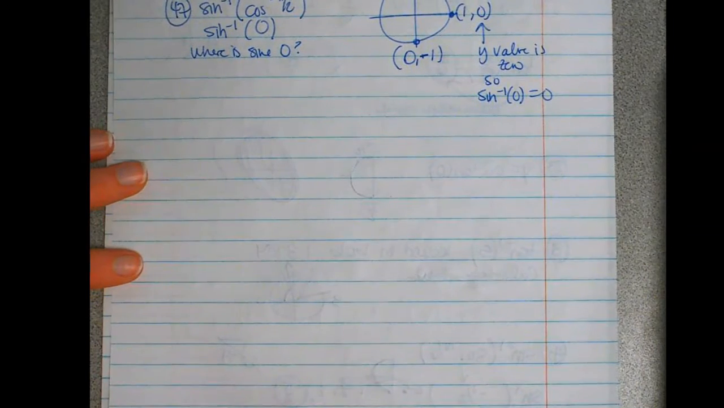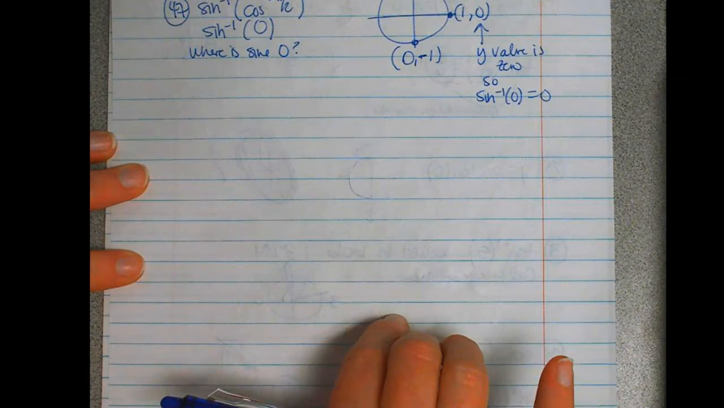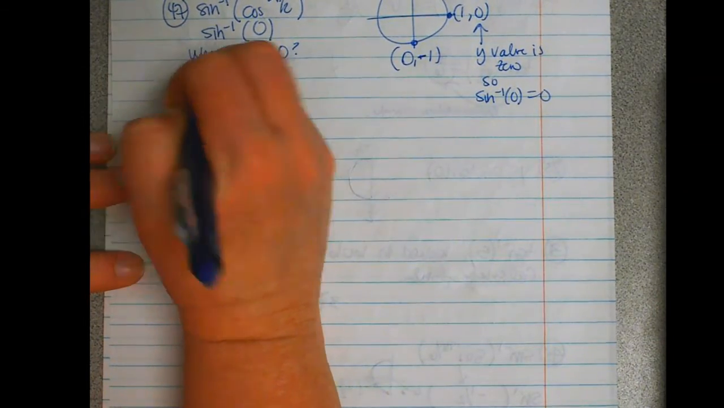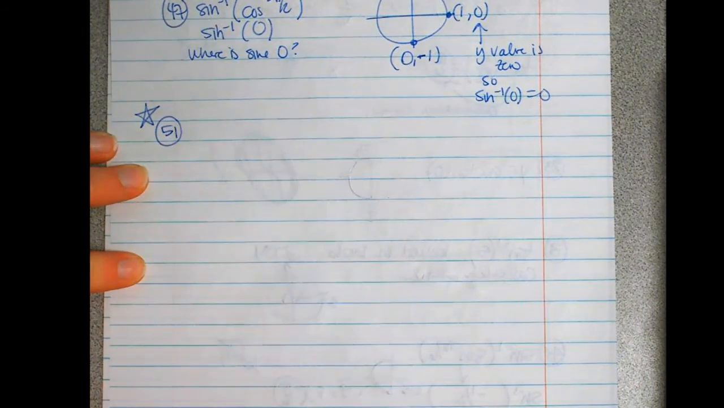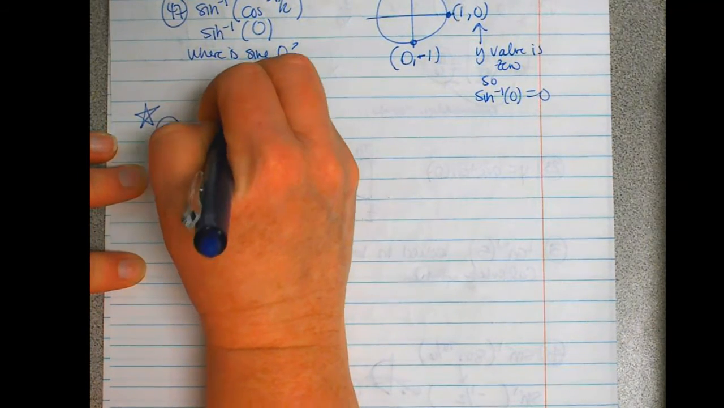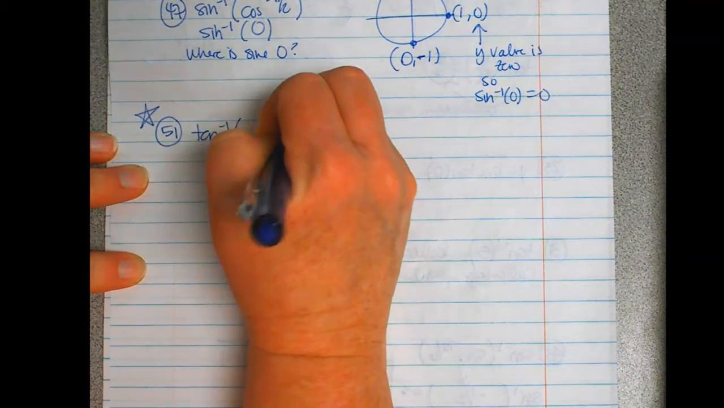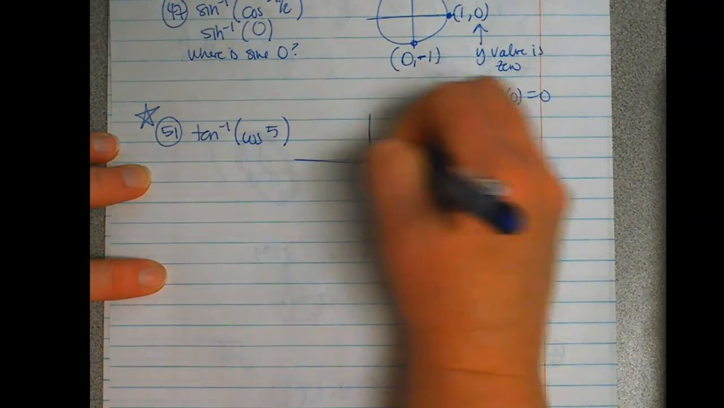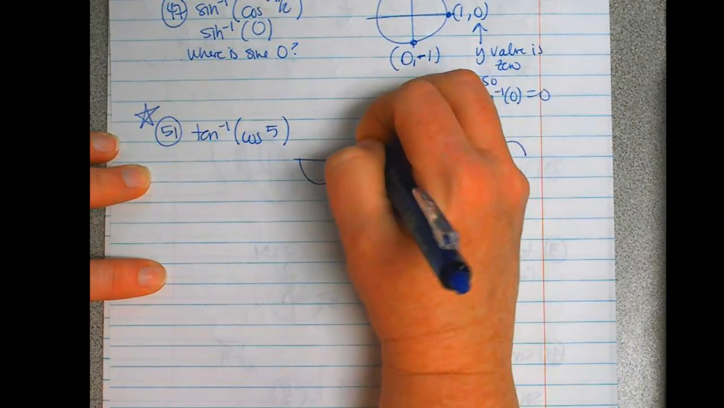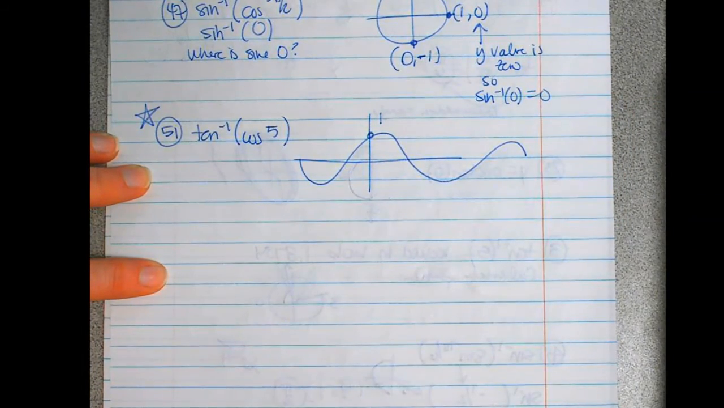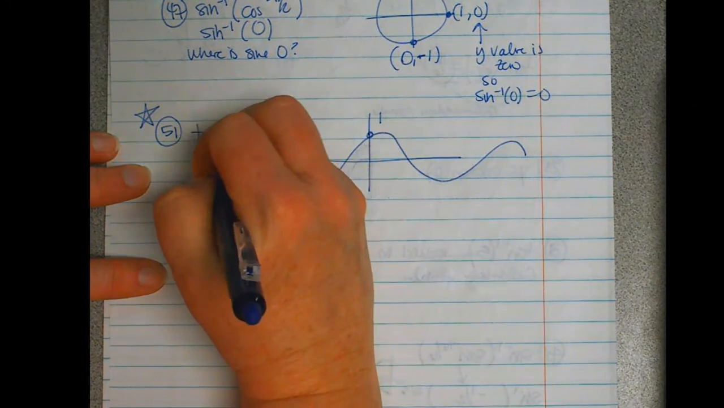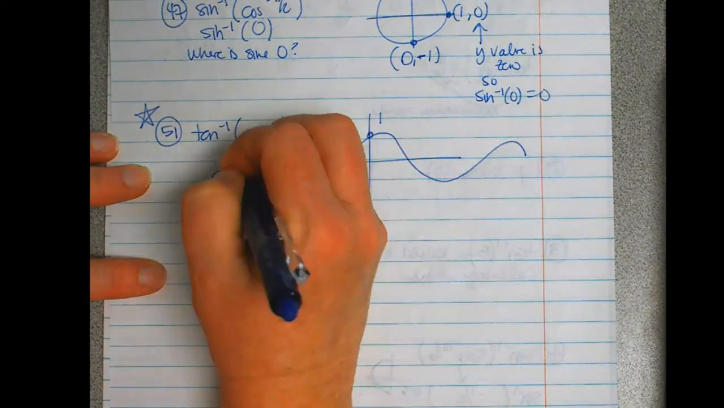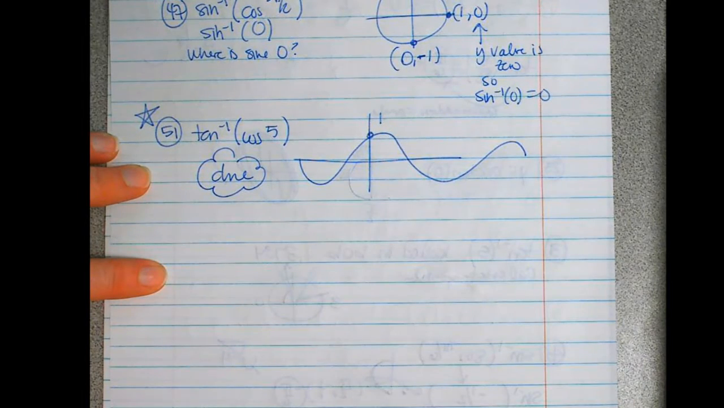51. This is a good one. For those of you at home, please note a star goes here. Tangent inverse of cosine of 5. Where is cosine 5? Nowhere, because cosine looks like this and the highest value it has is 1. It doesn't ever go to 5. So this does not exist. There's no solution. Write D-N-E, does not exist.